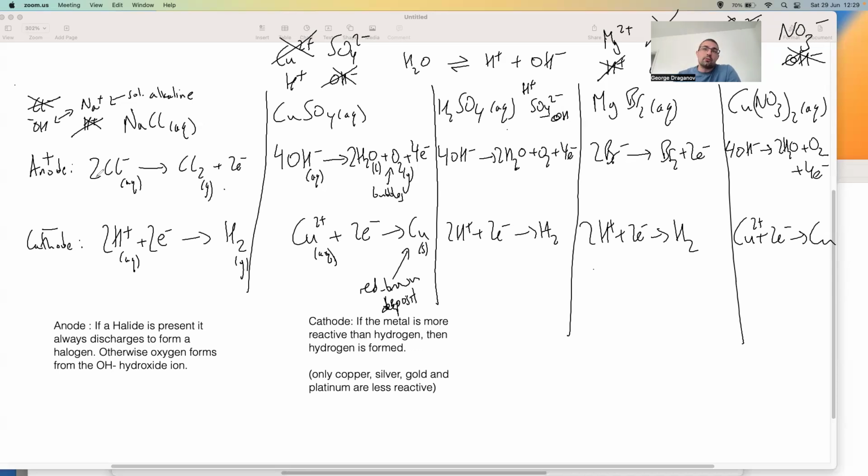So all anode reactions are losing electrons, so they're oxidation. And all cathode reactions are reduction because they're gaining electrons. And that really is the full course for the purpose of the Edexcel IGCSE. If you do AQA, then I will do one extra lesson on industrial electrolysis. Otherwise, this is all you need to know.